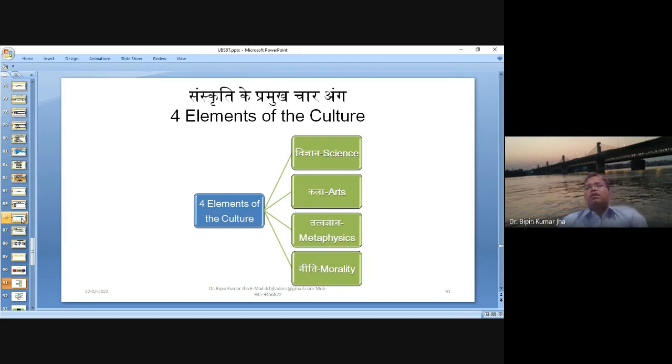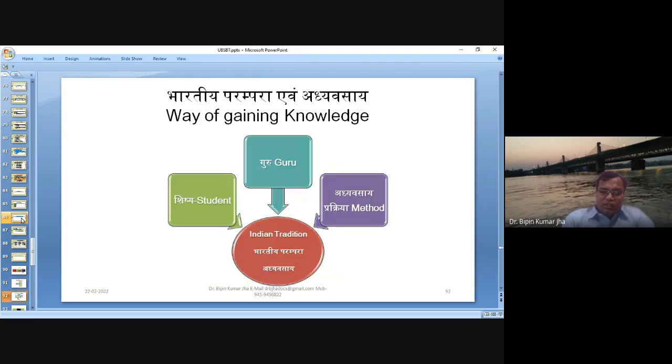Otherwise, you will just translate, you will not go to the specific part of that. You can't get the specific meaning of that particular text.